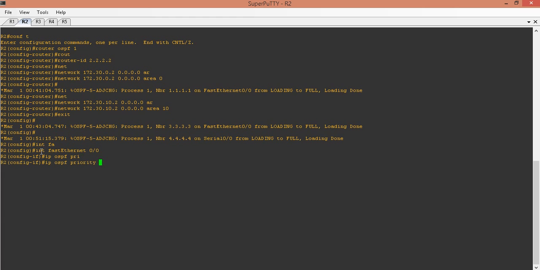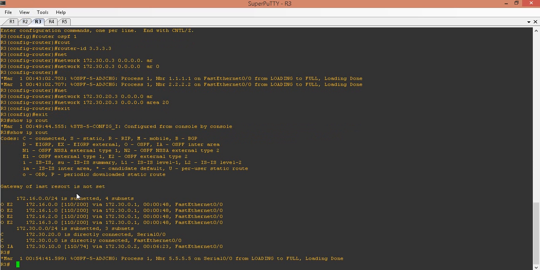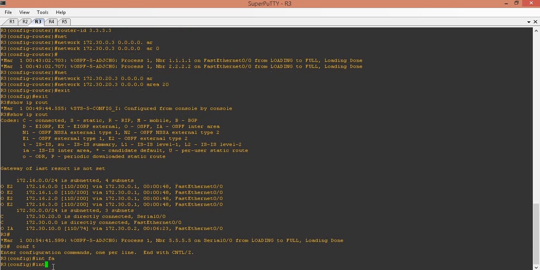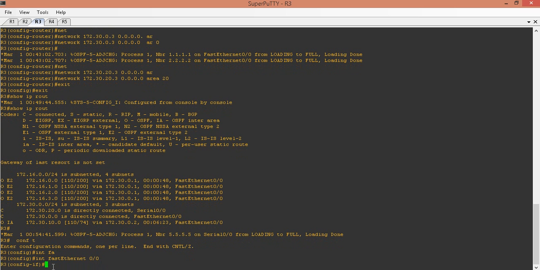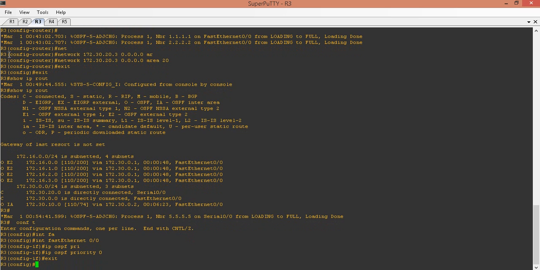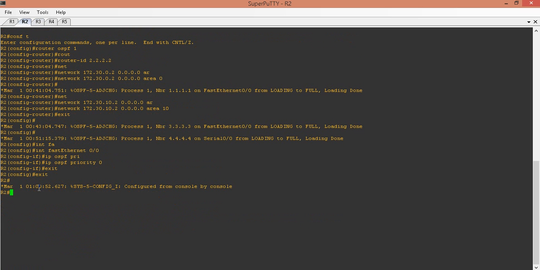How do we configure a router not to participate in the election process, not to be a DR or BDR? We just give it a priority of 0. With a priority of 0, the router will not be anything, it will be DROther. Okay, so on router 3, interface FastEthernet 0/0, ip ospf priority 0. Good. So let's confirm it.